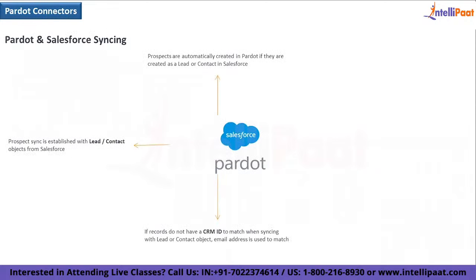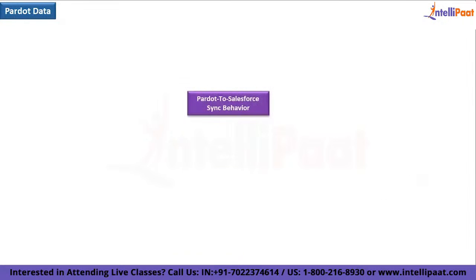So these were the three points I wanted to cover in this slide. One is that prospect sync is established with the lead and contact. Prospects are automatically created in Pardot if they are created as lead and contact, and this happens when the lead is created after the connectors are established. And the CRM ID is always used as a unique identifier. Earlier it used to be the email ID, but later they moved away from that, and it's only CRM ID now. If there is no CRM ID, only then will it use the email. Yes, correct.